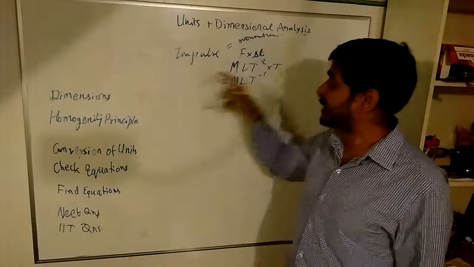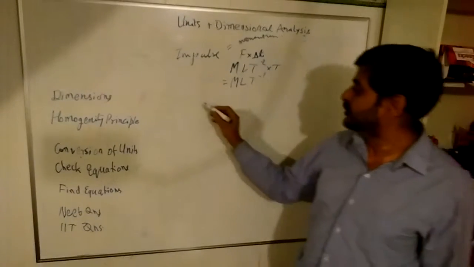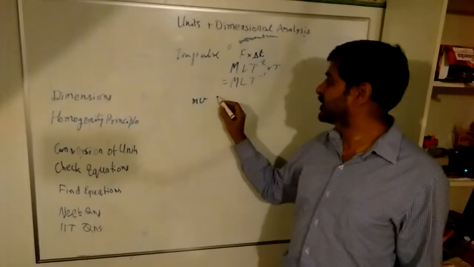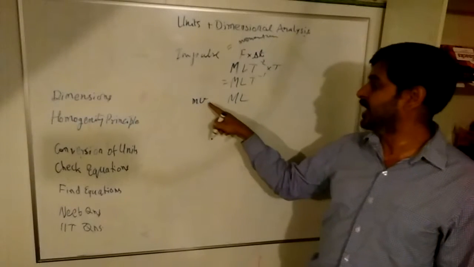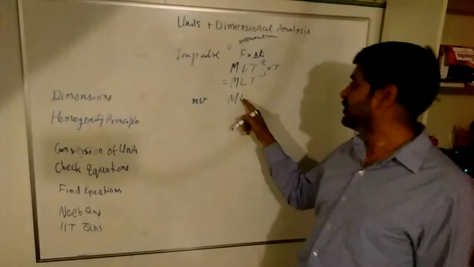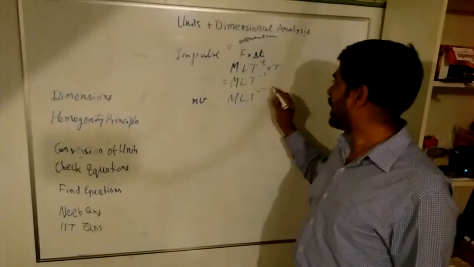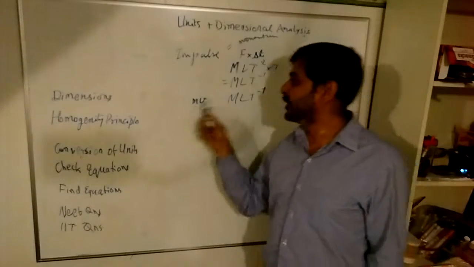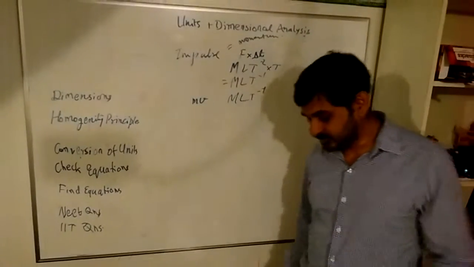Let's verify that the dimensional formula of impulse is the same as the dimensional formula of the momentum. Momentum is defined as mv, so we have M, which has a dimensional formula of M, and velocity is meter per second, distance divided by time, so L T to the power of minus 1. So these two dimensional formulas are the same, so we know that impulse and momentum have the same dimensional formula.